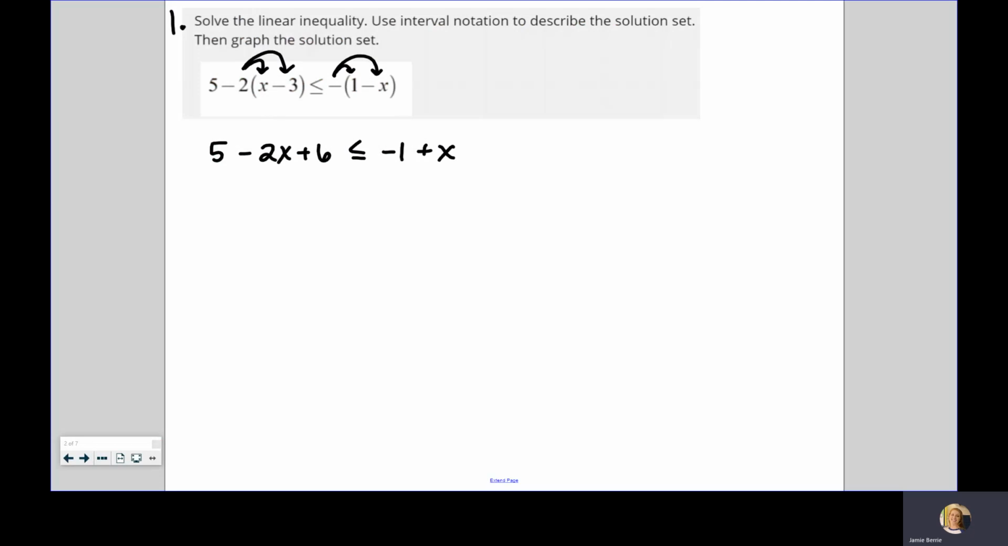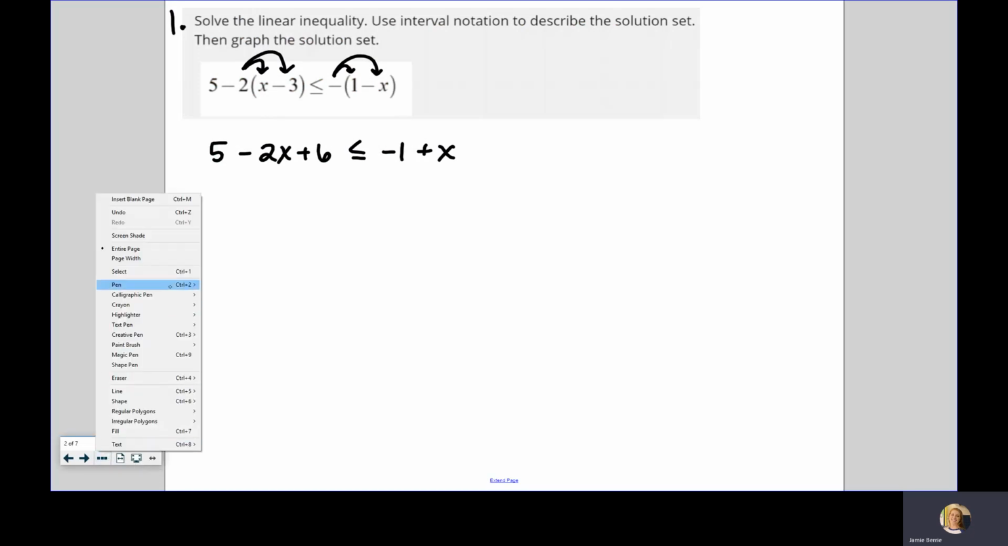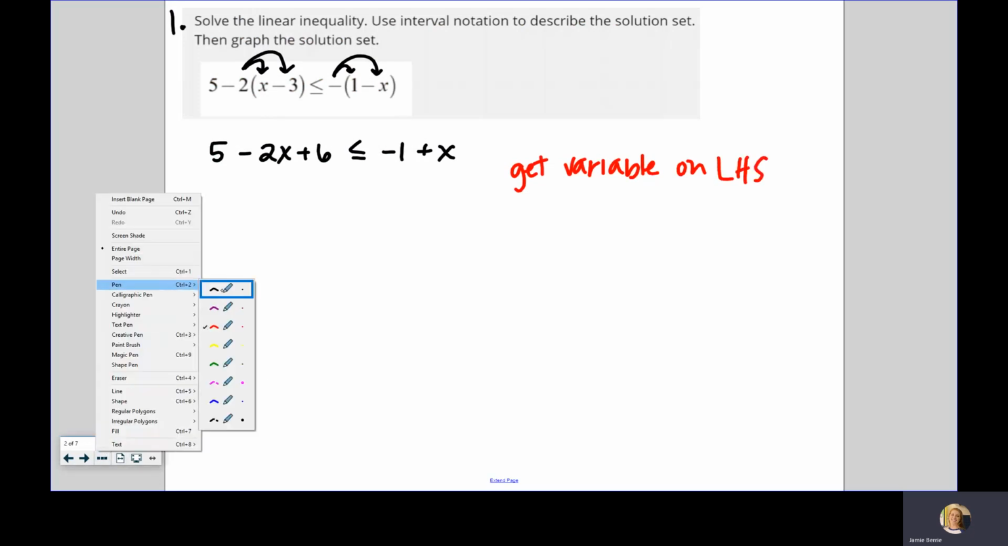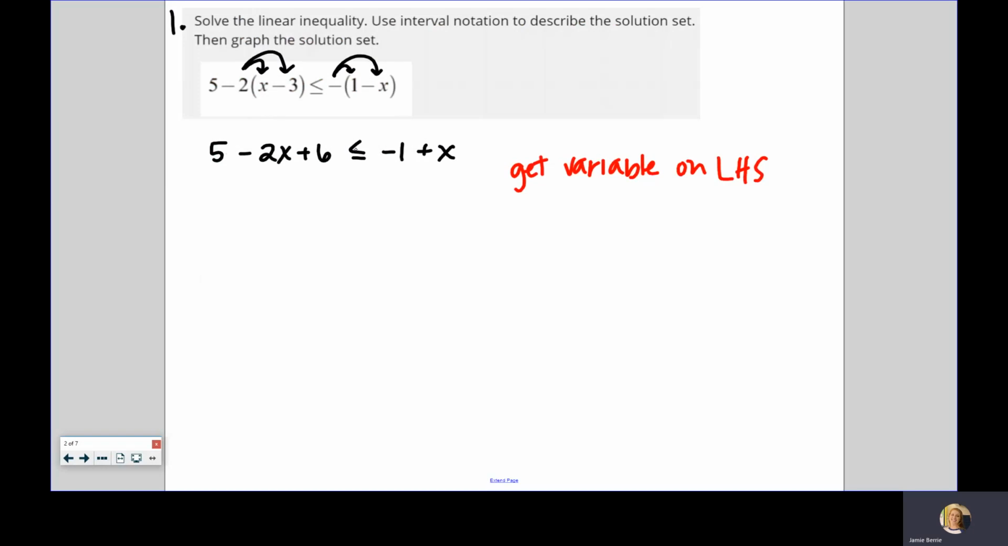All right, so now what we're going to do is get all of the x's, or whatever your variable is, on the left-hand side. So get the variable on the LHS, which stands for left-hand side. Let's go ahead and combine some like terms and start moving stuff. 5 plus 6 is 11. Let's move this x over here to the left-hand side. It's going to cancel over there. So that's 11 minus 3x. Negative 2x minus 1x gives you negative 3x, less than or equal to negative 1.